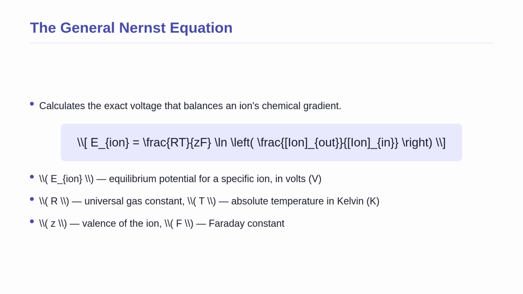E ion represents this equilibrium potential, R is the gas constant, T is temperature, Z is the electrical charge of the ion, and F is the Faraday constant. The terms in the brackets represent the concentration of the ion outside versus inside the cell. If the concentration difference increases, the voltage required to balance it also increases.